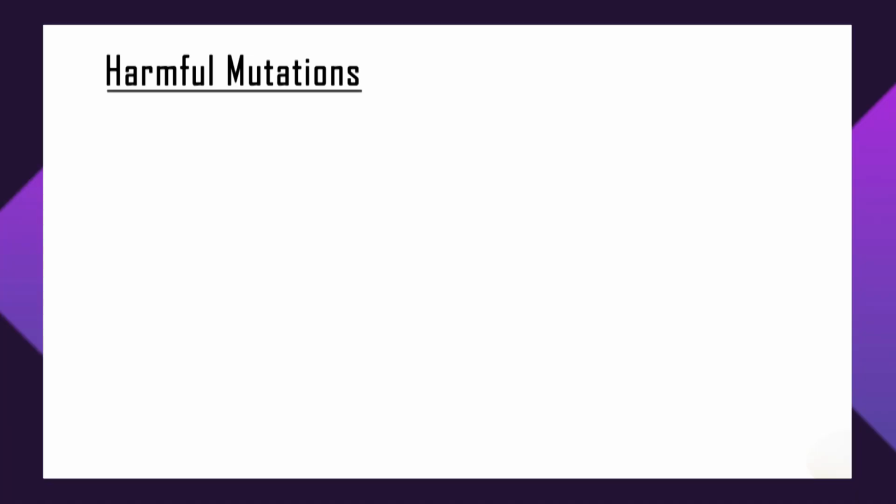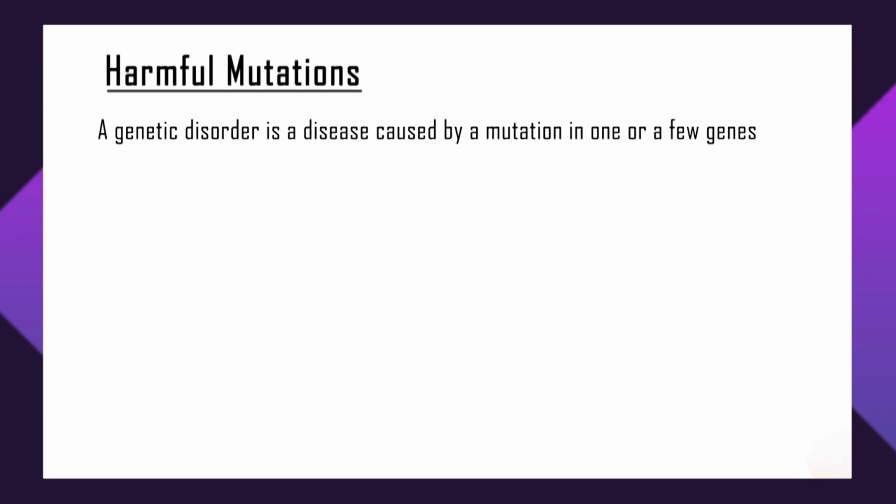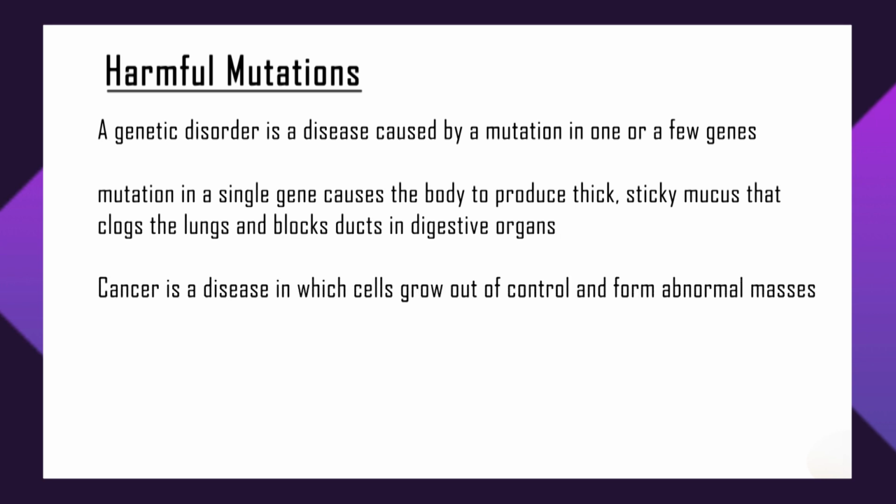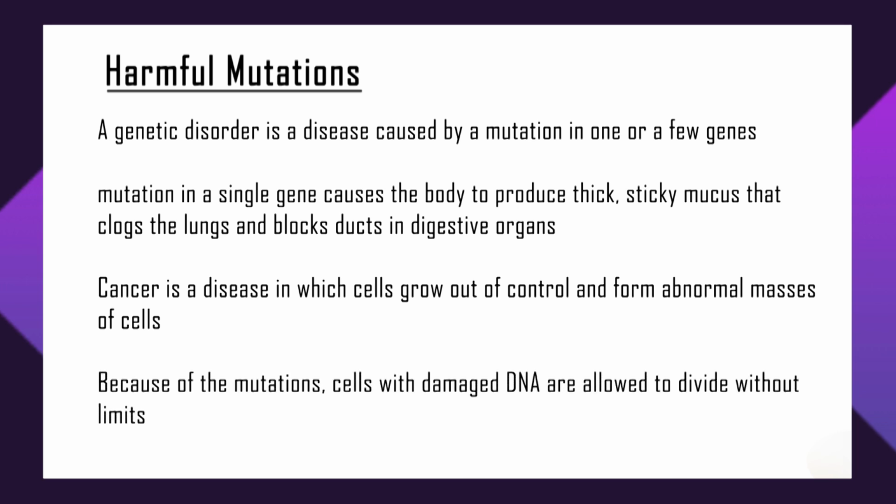Now, what are harmful mutations? Some are beneficial mutations, some are harmful mutations. So, harmful mutations may cause genetic disorders or cancer. A genetic disorder is a disease caused by a mutation in one or a few genes. A human example is cystic fibrosis. A mutation in a single gene causes the body to produce thick, sticky mucus that clogs the lungs and blocks ducts in the digestive organs.